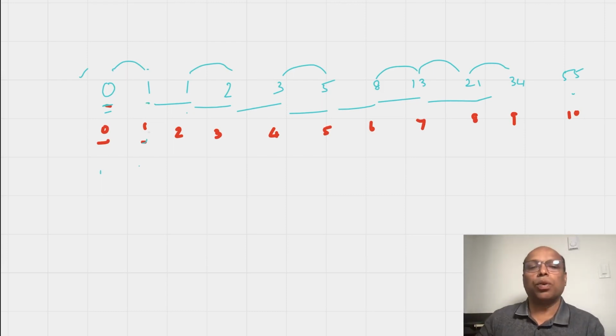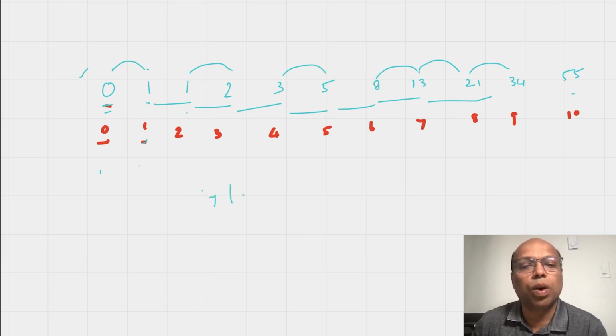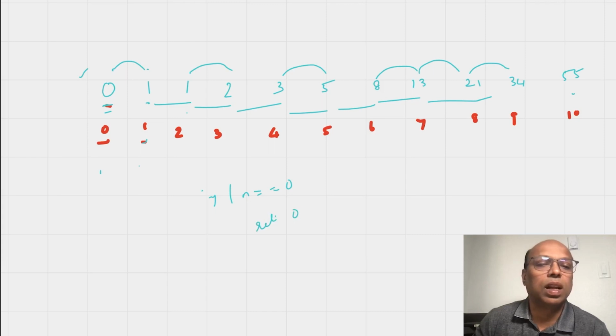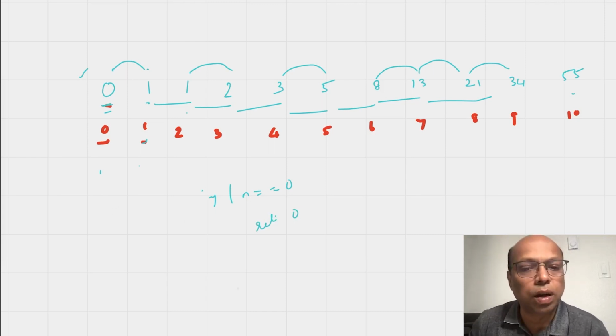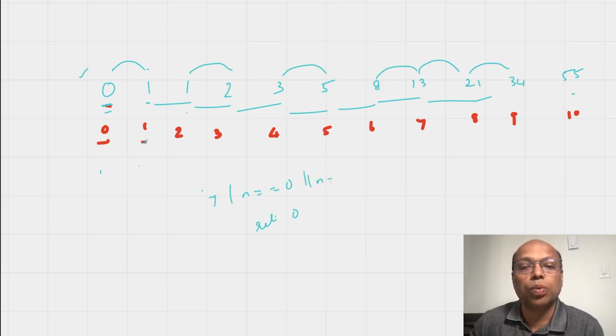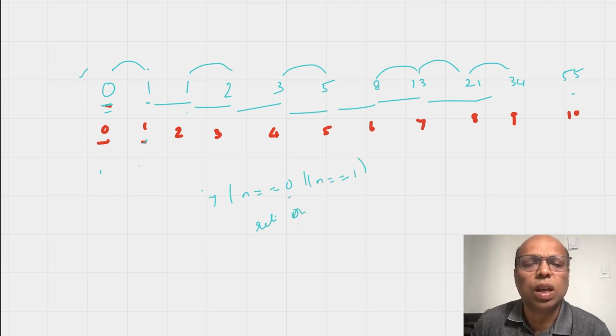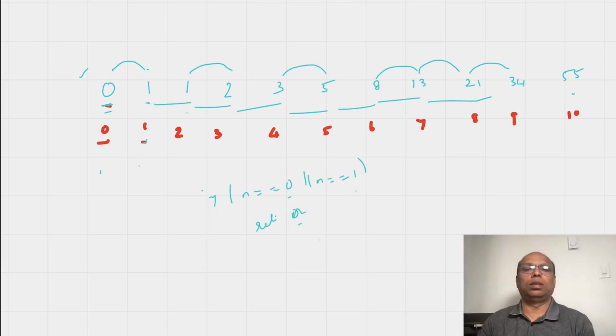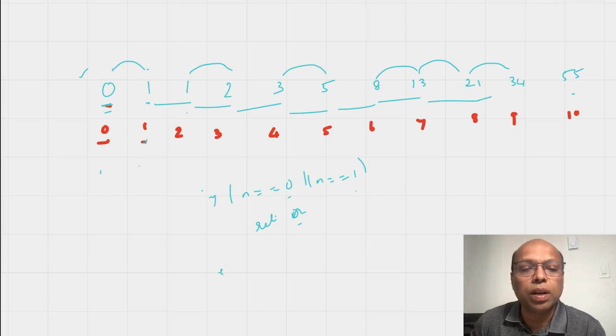Therefore, if I want to break down the problem, my base component is: if n is 0, what should I return? 0. Correct? This is a base component. If n is 1, what do I need to do? Return 1. Therefore, I am going to write here: or n is equal to 1, I am going to return n. If n is 0, return 0. If n is 1, return 1.